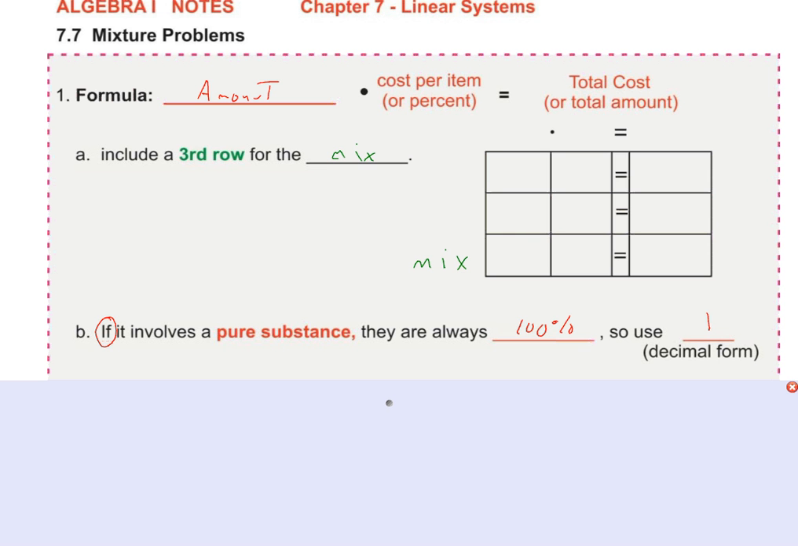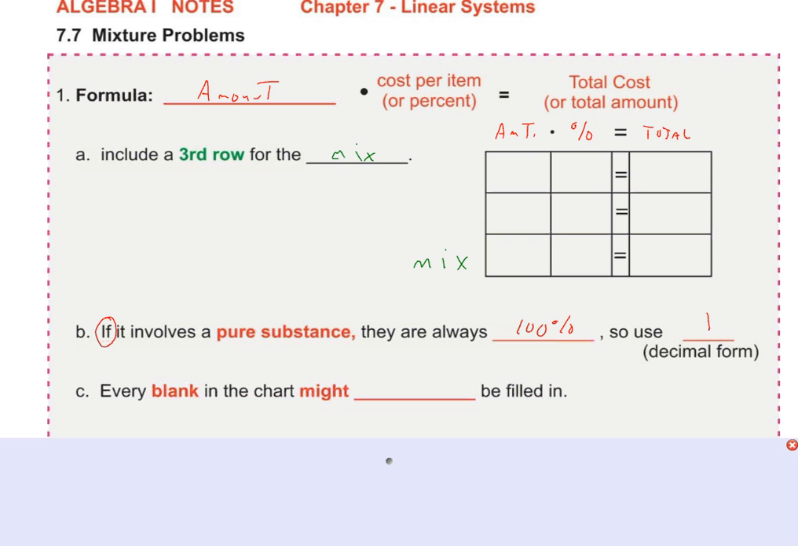All right, so again, let's go back, fill the formula on top. Usually we'll make the first column the amount. The second column could be cost or percent. I'm going to put percent, but it could be cost per item as well. And then the right-hand side is just about always total. It might be a total cost. It might be a total amount of the substance. All right, so we got the first if out of the way.